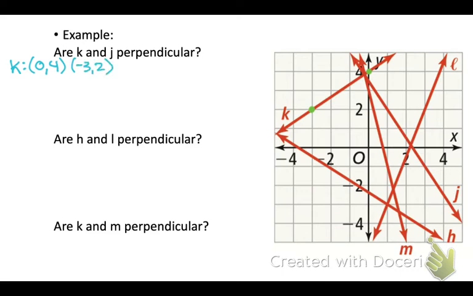We can do this all at one time. J is down here. J could be 3, -1. And then 1, 2. So we have 1, 2 and 3, -1. Find your slope on both of those. Do I have to have the 1, 2 first? It doesn't matter.